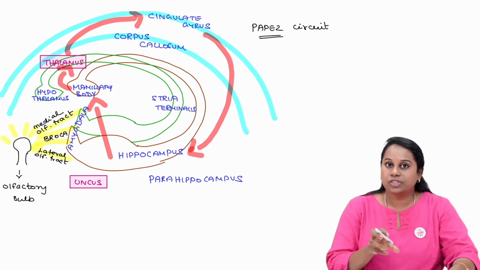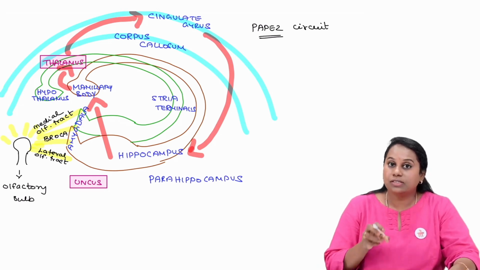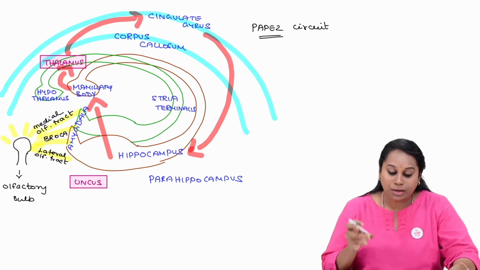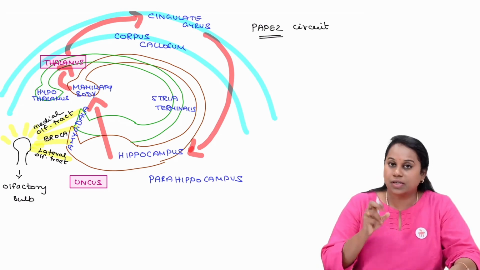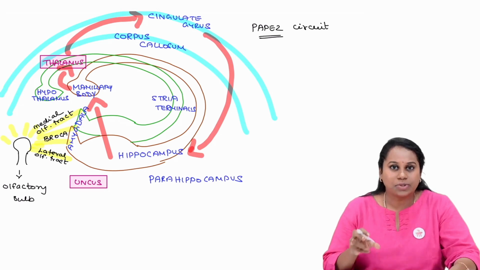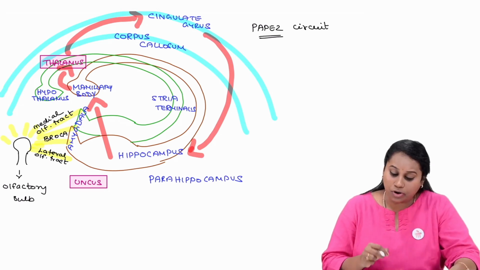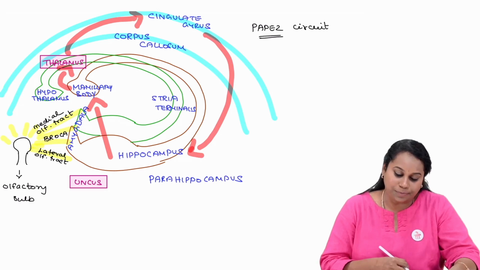What is the use of this Papez circuit? This is the most important internal connection of the limbic system. How hippocampus, mammillary body, thalamus, and cingulate gyrus are all connected within the limbic system, that is by the Papez circuit. A very important internal connection inside the limbic system.